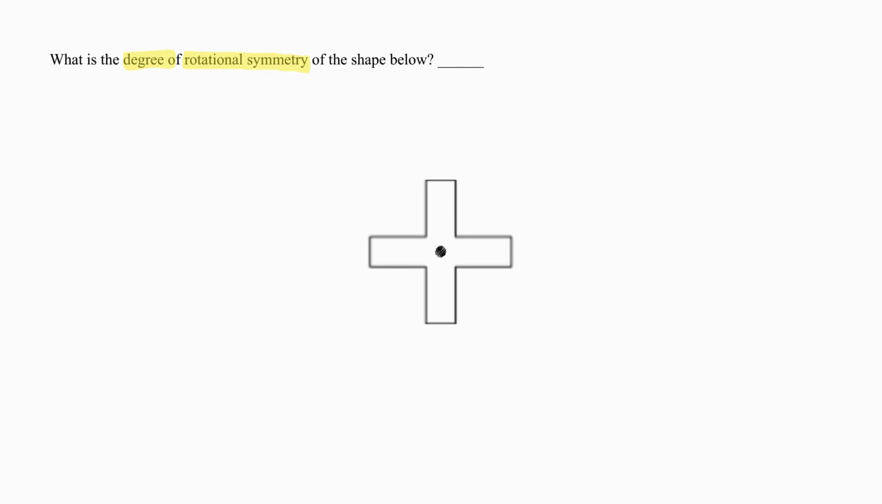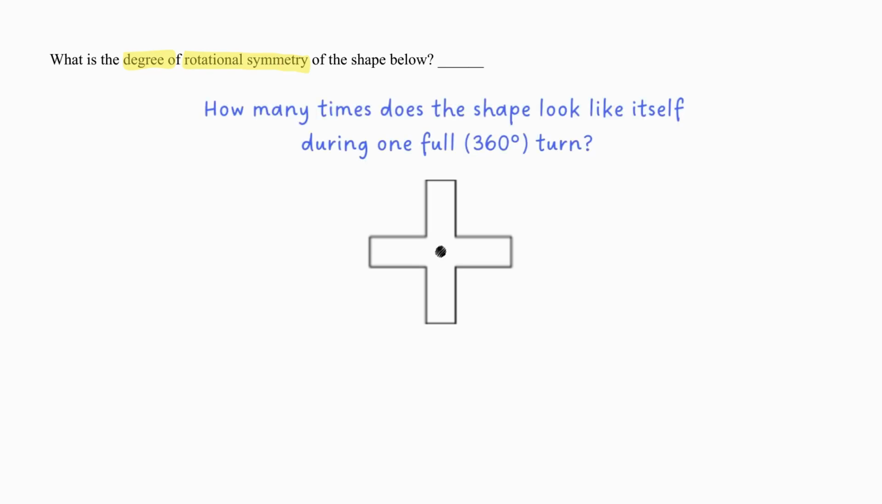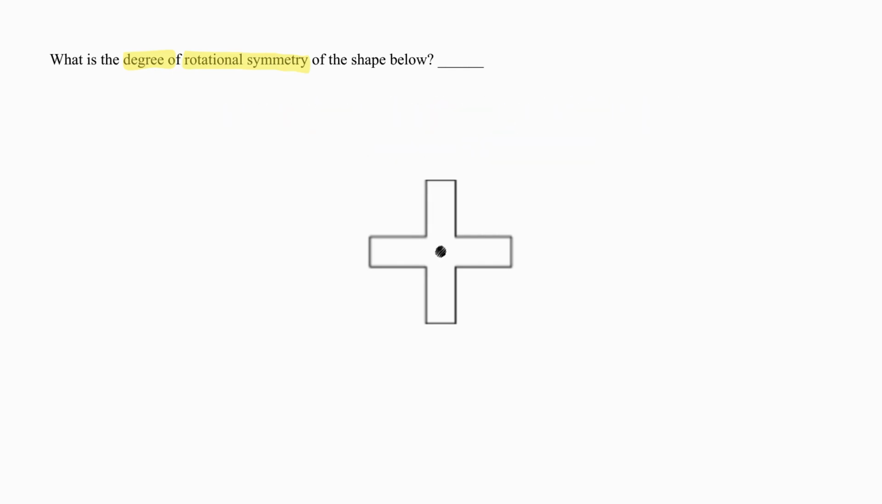Now, the question is asking for the degree of rotational symmetry. This is another way of saying, how many times does the shape look like itself during one full 360-degree turn? We will start by looking at the vertical bar. If you rotate the shape a quarter turn, the vertical bar becomes the horizontal bar. It looks exactly the same. This is our first rotation. Let's rotate it again. Now it's upside down, but because it's a cross, it still looks identical.